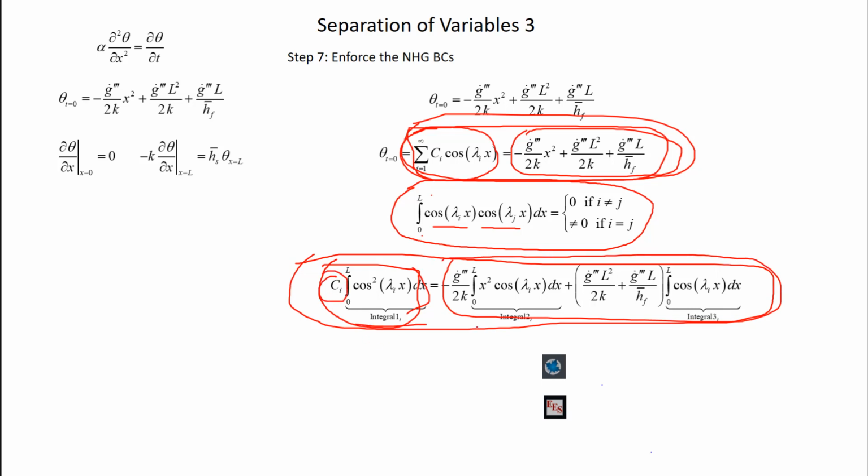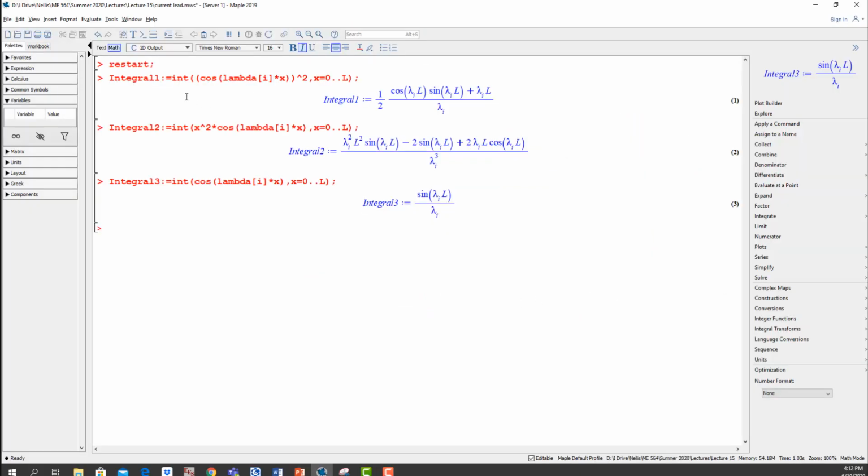It involves doing 1, 2, 3 integrals. These are not difficult integrals. They're really easy if you know how to use Maple. So somewhere here I have Maple. This is integral 1, right? I get this equation here. This is integral 2, I get this equation here, and this is integral 3, I get this equation here.